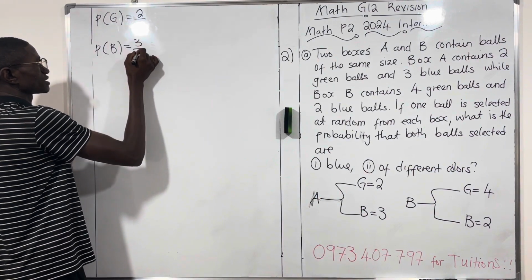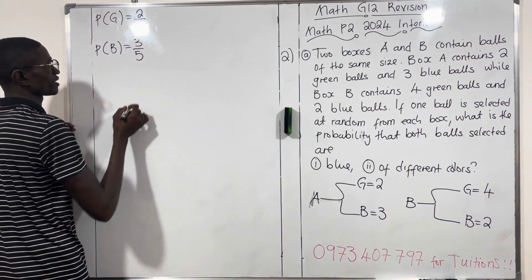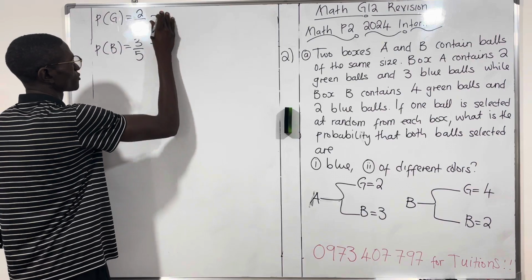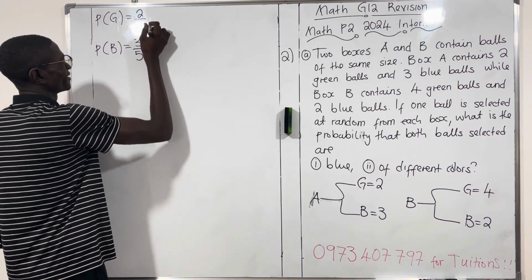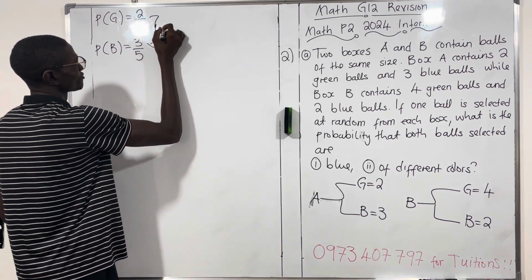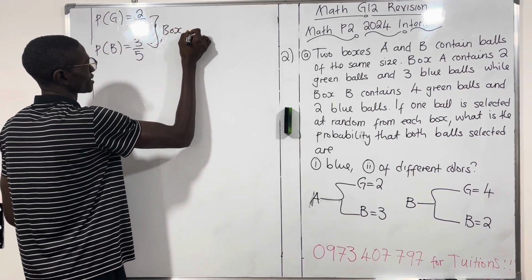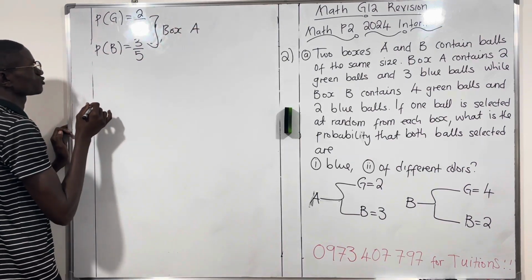Over the total, which is the same as what we have up there, which is 5. So this is for box A. Okay, let's now go to box B.